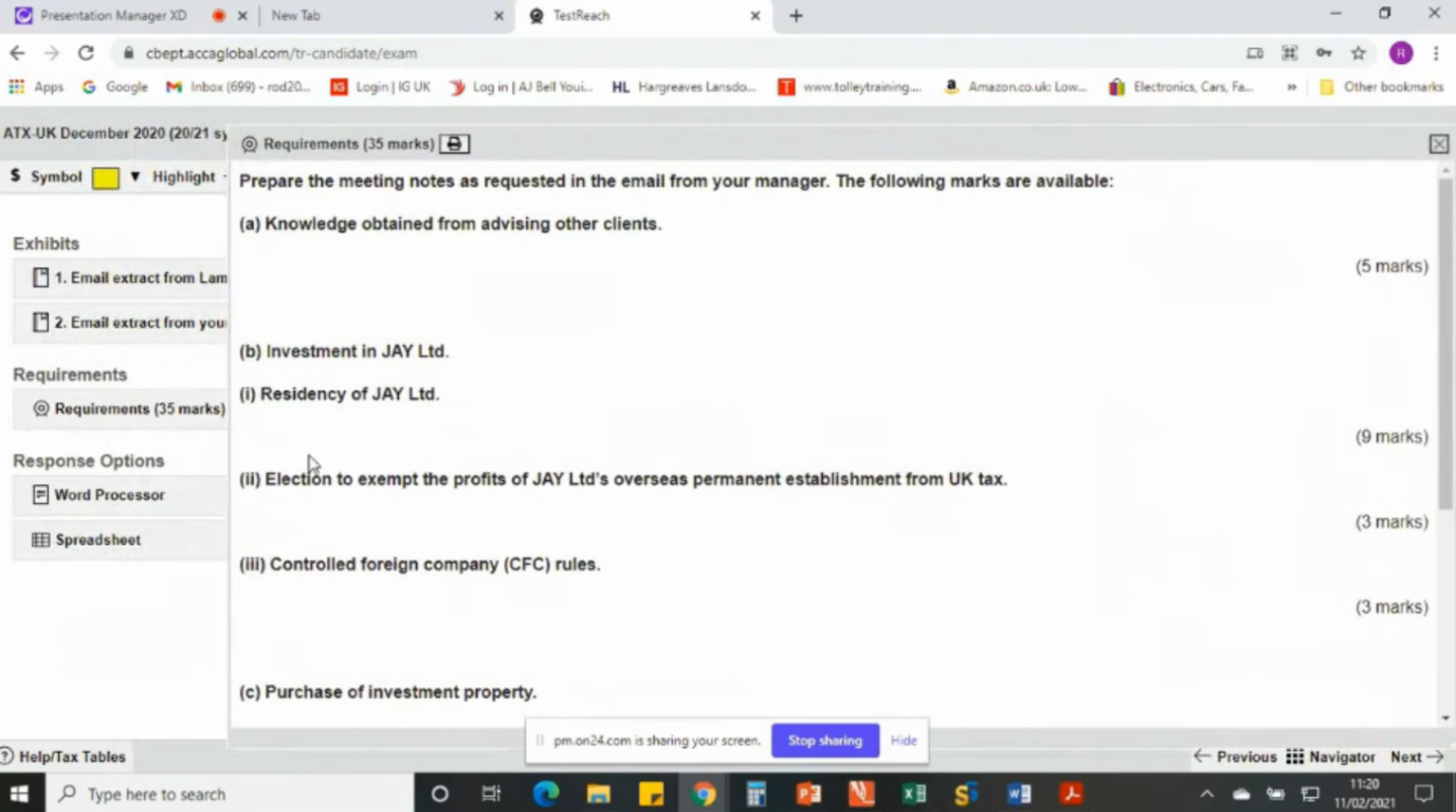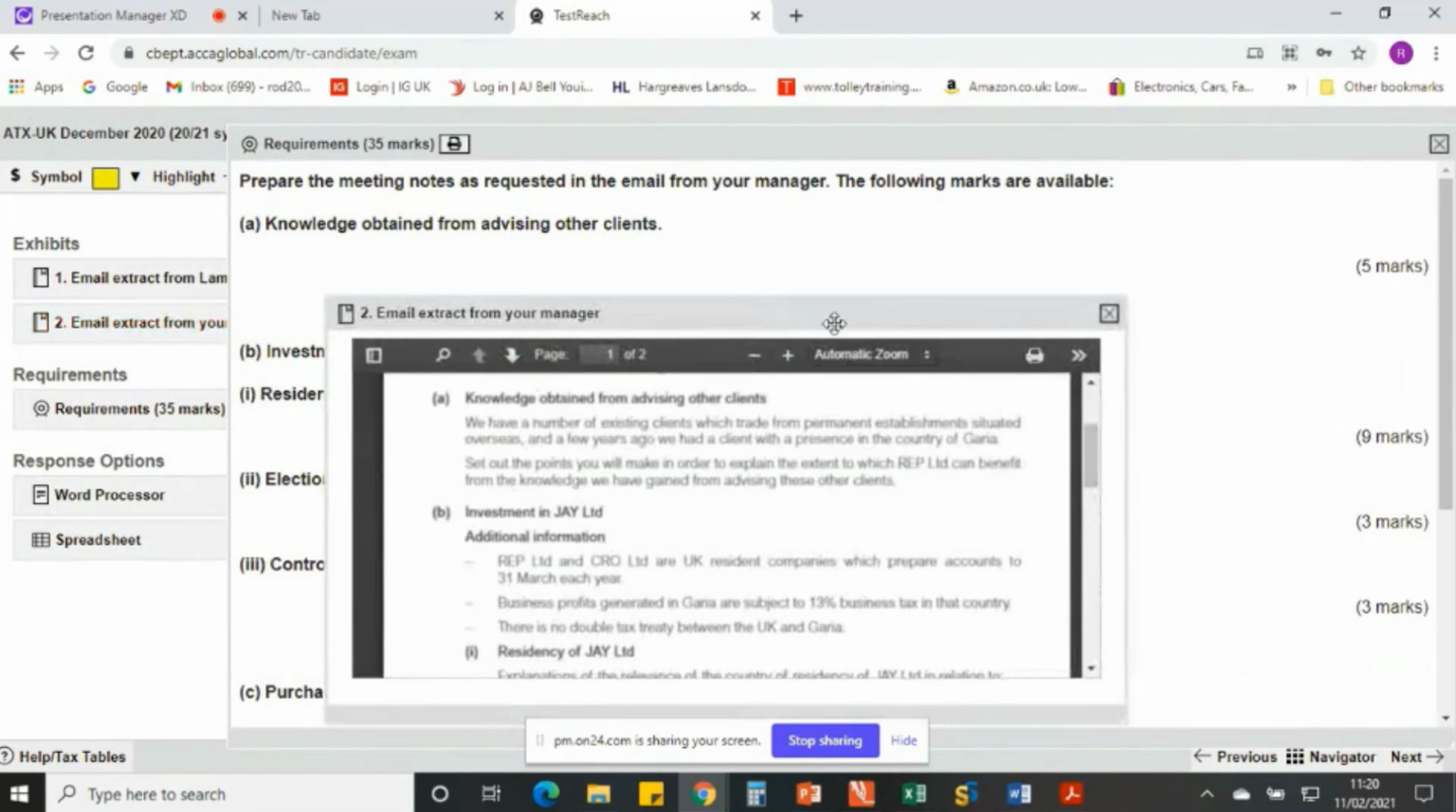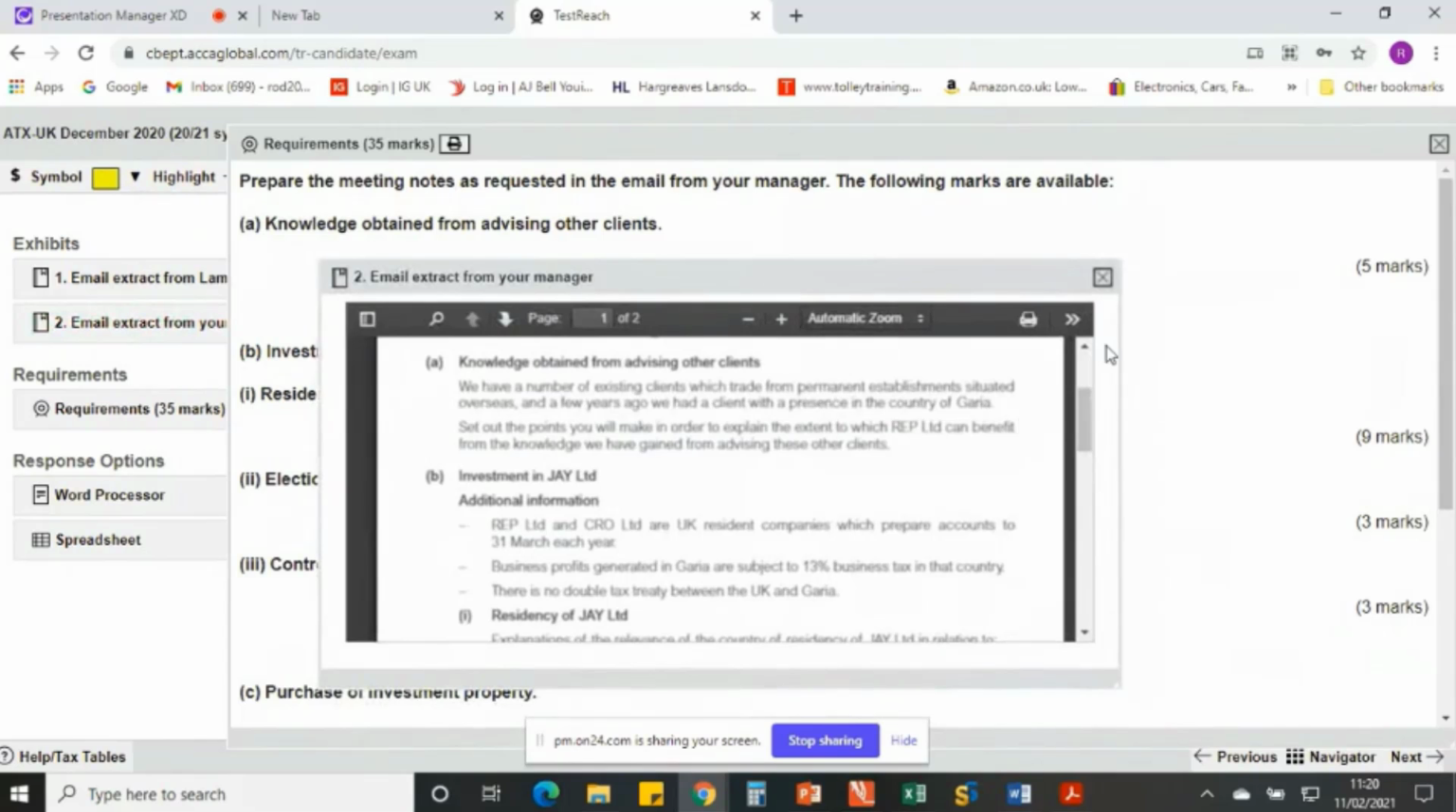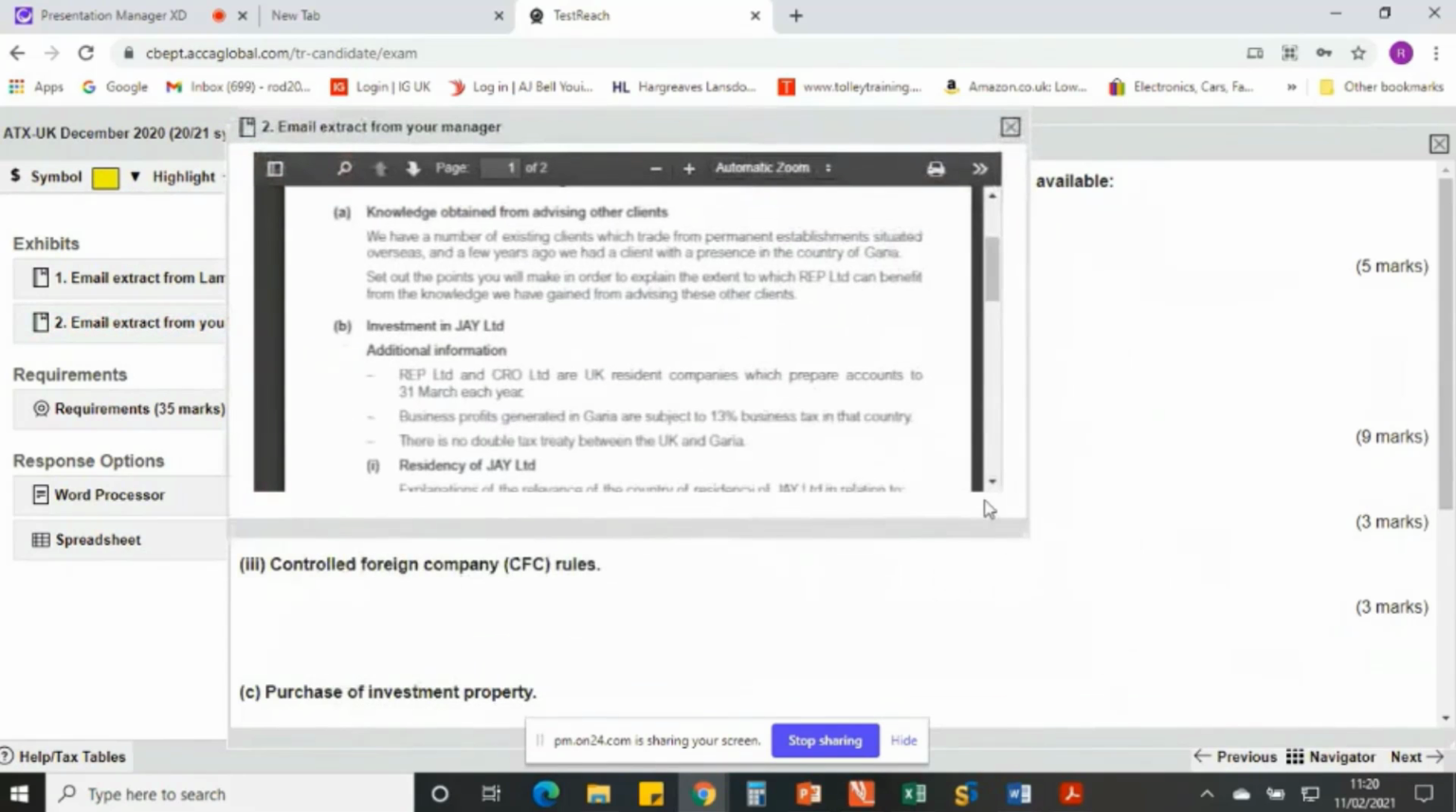You should always start with that. And then we've got 2 email extracts. Okay, and there's one there, which is, let me bring this up a bit bigger.